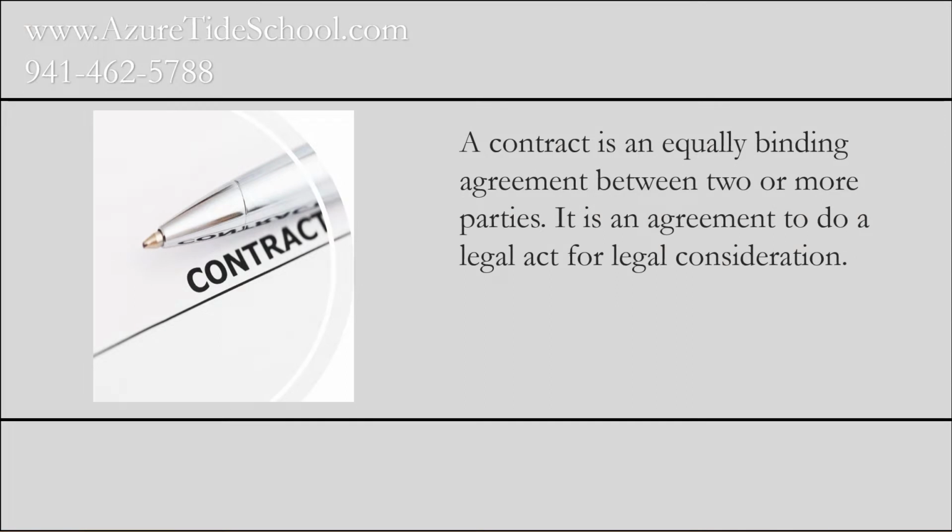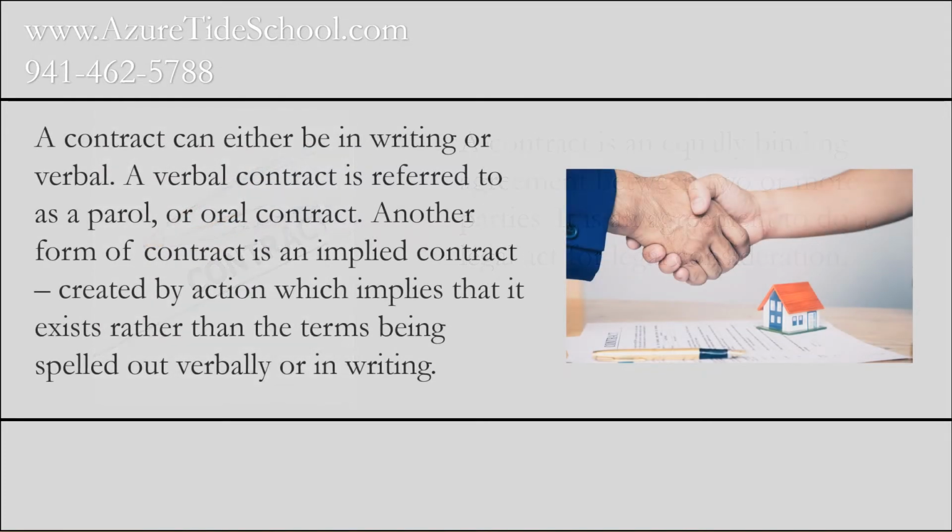A contract is an equally binding agreement between two or more parties. It is an agreement to do a legal act for legal consideration. Preparation of contracts: a contract can either be in writing or verbal. A verbal contract is referred to as a parol or oral contract. Another form of contract is an implied contract, created by action, which implies that it exists rather than the terms being spelled out verbally or in writing.